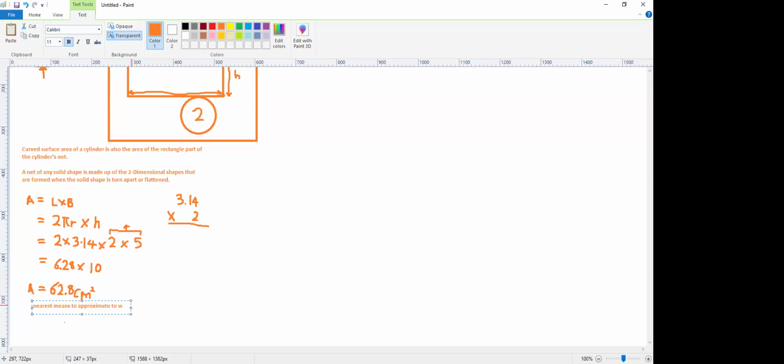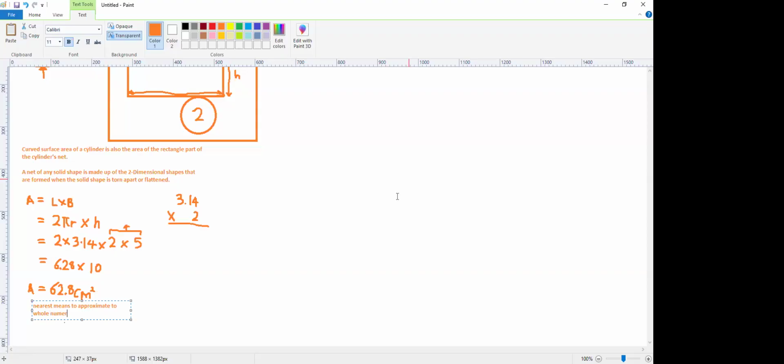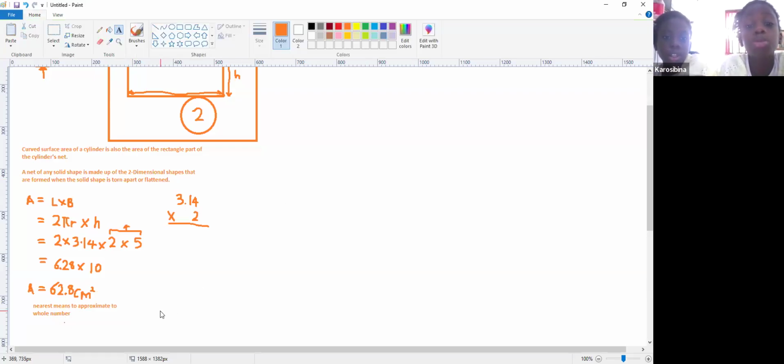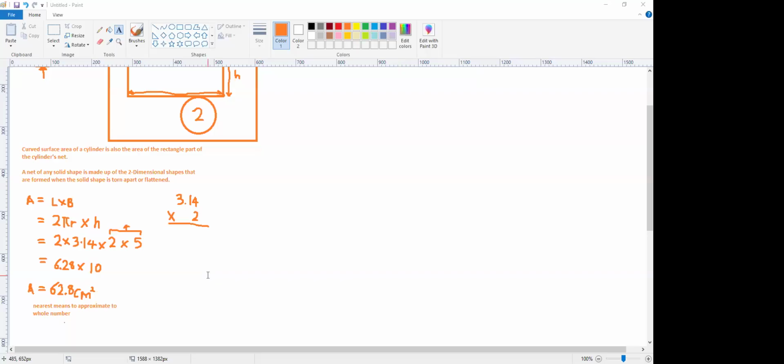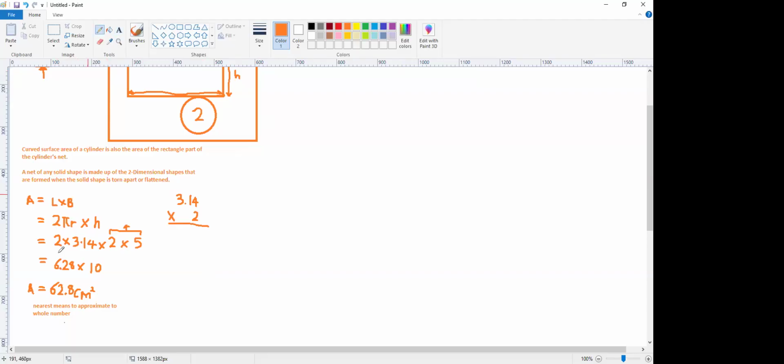Who can remember how we approximate? If it is below five, we round it down to zero. If it is above five or equal to five, we should round it up to the nearest one and add it to the next digit. Correct. So what are we looking at here? We're looking at point eight, isn't it? Is point eight up to five or greater than five?